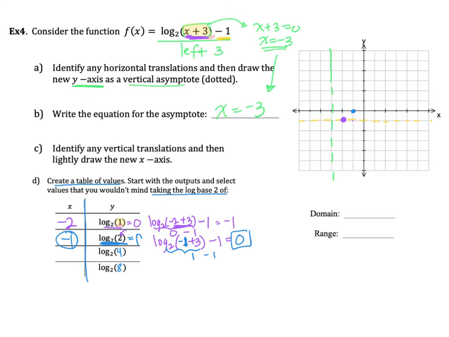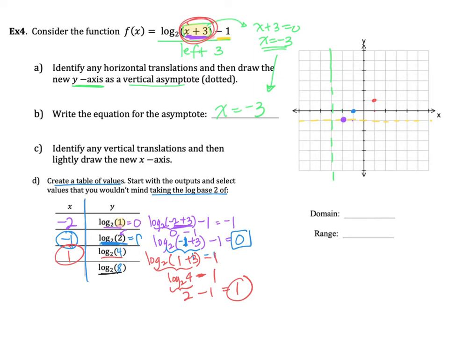I'm going to do the same thing for log base 2 of 4. I want to get the inside of this parentheses up here to become 4. How do I do that? Well, I make x equal to 1 because 1 plus 3 is 4. And log base 2 of 4 is equal to 2. And 2 minus 1 is equal to 1. So when I plug in a 1 for x, I get a 1 for y. So I go right 1, up 1. That's another point on the graph.